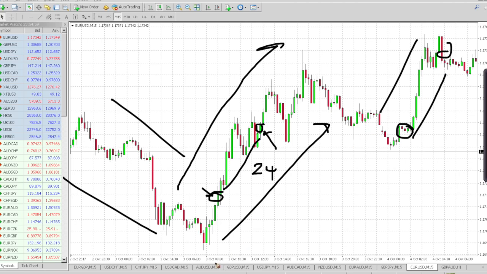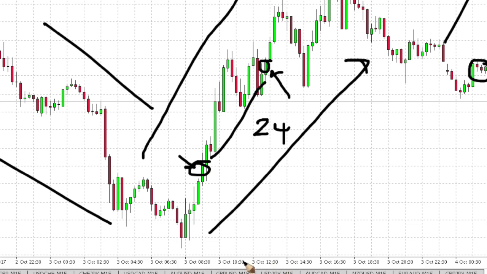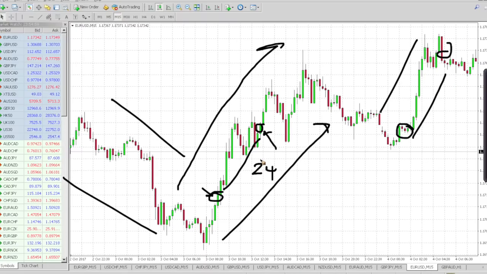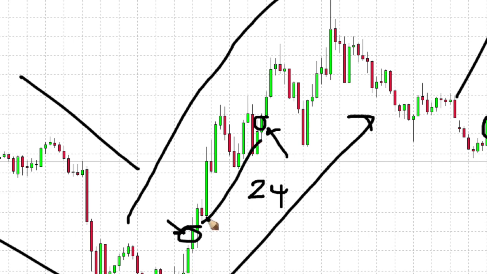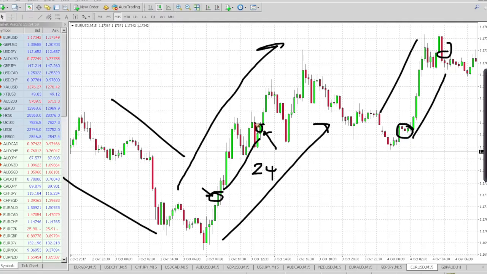You can see that this trade from here to here was within the same day, the 3rd of October. So how long did this trade take? One candle is 15 minutes, so 4 candles is 1 hour. So 1, 2, 3, 4, that's 1 hour. 1, 2, 3, 4, 2 hours. 1, 2, 3, half an hour. So this trade lasts for about 2.5 hours. That's it, and I'm out of the trade. So this is day trading.